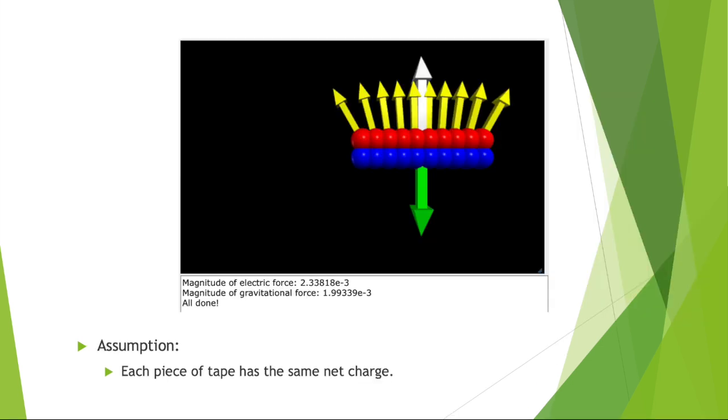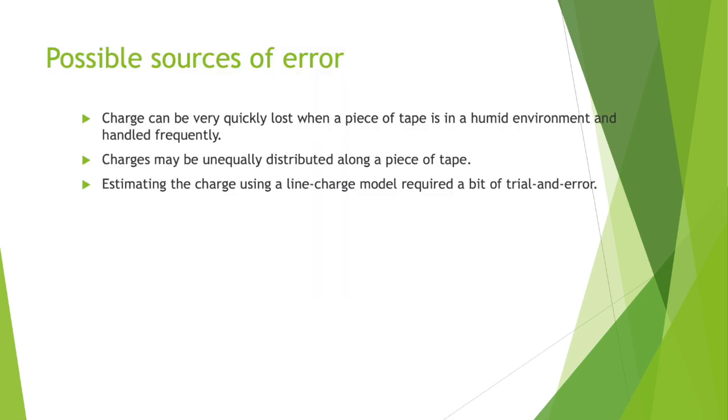This is the model with each piece of tape depicted as a line. The yellow arrows depict the electric field from tape A, and the white arrow is the electric force, and the green arrow is the gravitational force. As you can see, their magnitudes differ slightly, and I tweaked the estimated charge until I could get them as close as I could. And the assumption for this model is that each piece of tape has the same net charge.